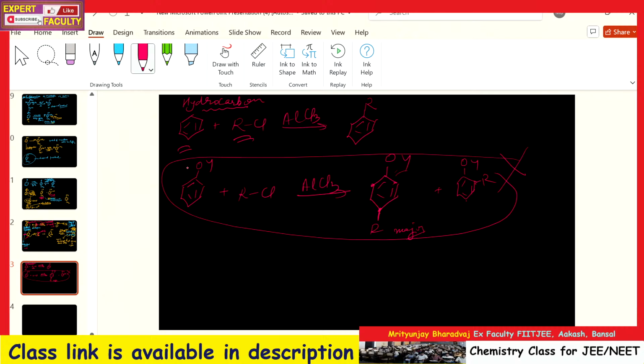Why denied? Because the lone pair of OH will engage with the catalytic amount of AlCl3, and when the catalyst is not available for the process, the reaction cannot proceed. So what do we need to do? We'll add plenty of catalyst. Under this condition, this phenol will react with AlCl3 and it will give OAlCl2.